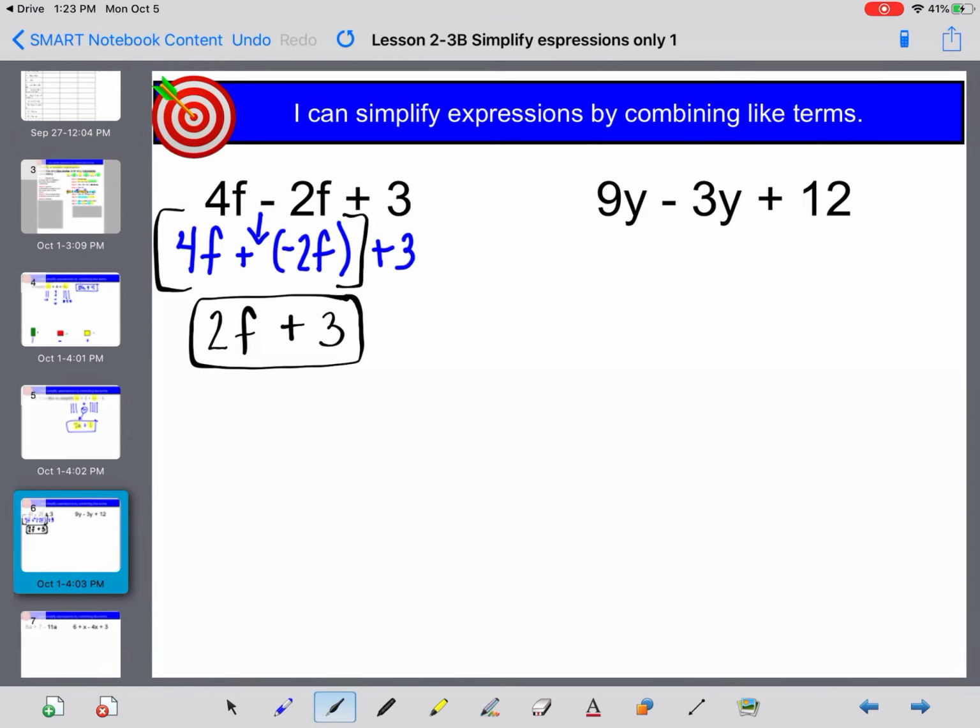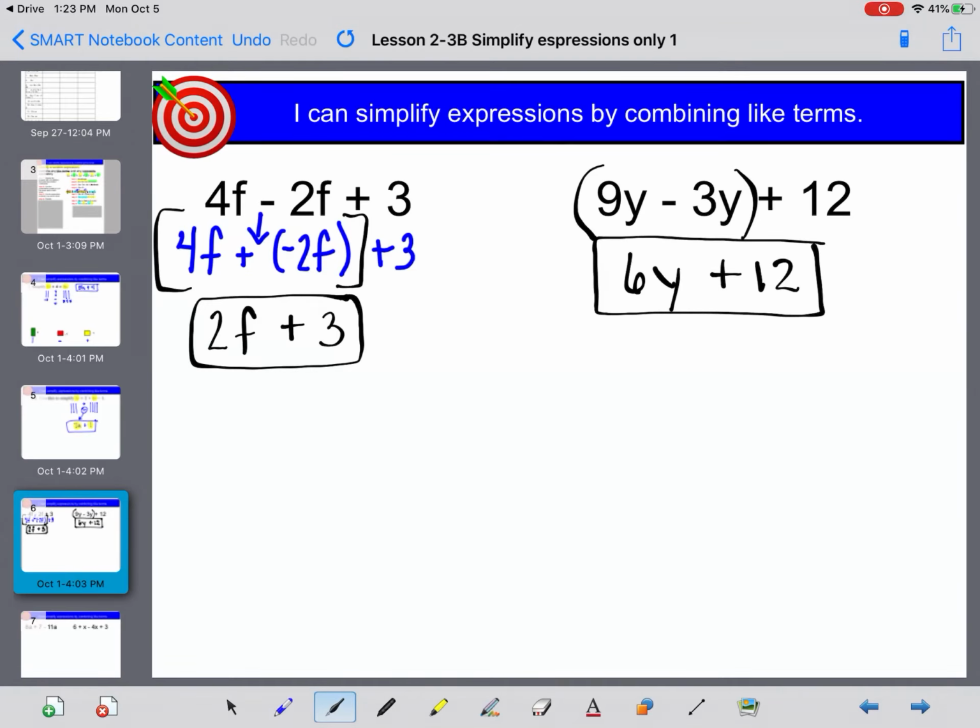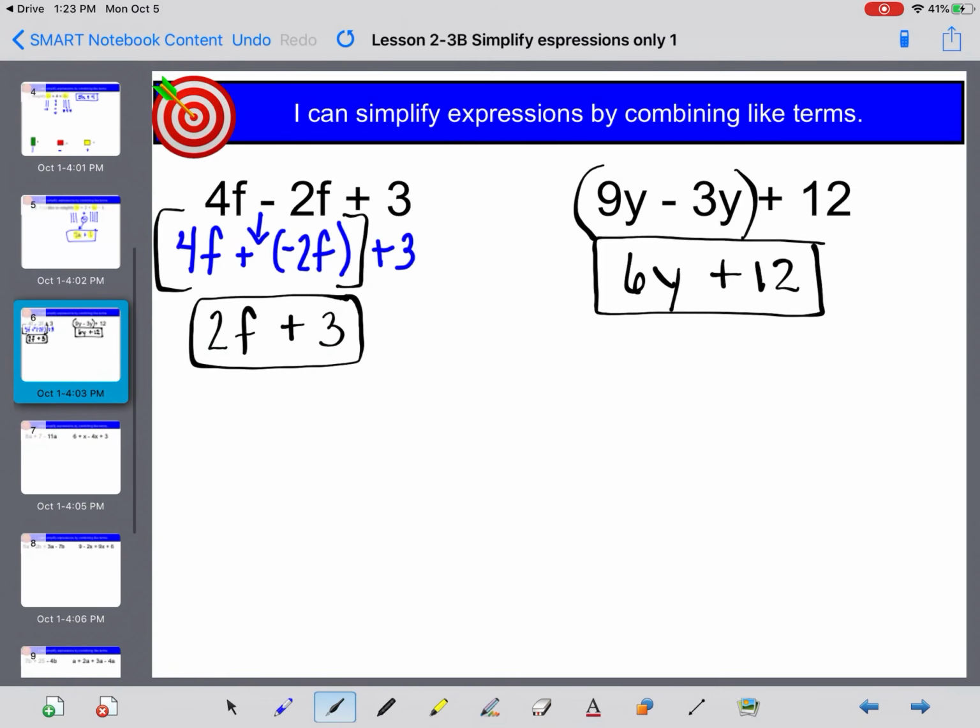Let's do those same steps again. 9y minus 3y. I can just combine those together, or I could rewrite it as adding a negative 3. 9 minus 3 is 6y plus 12. 12 is a constant. It does not have any other constant to combine with. That is as simplified as I can go.